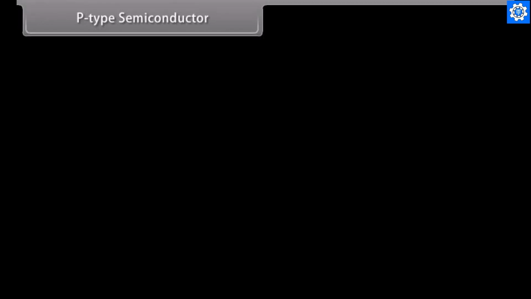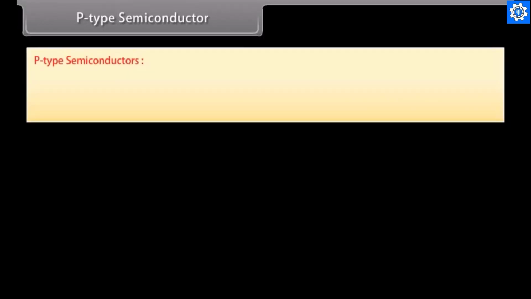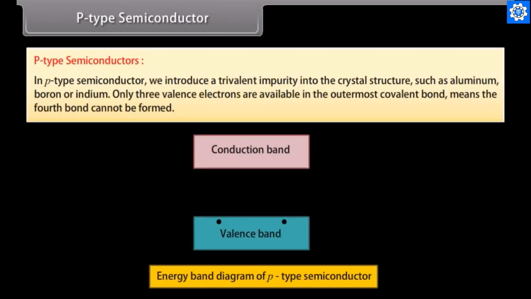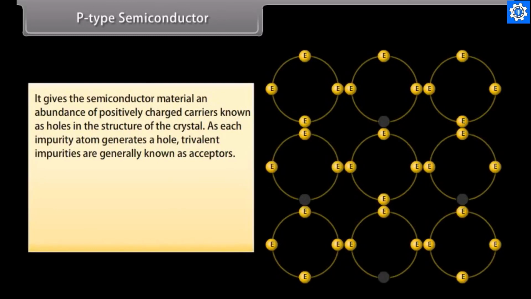P-type semiconductors. In a P-type semiconductor, we introduce a trivalent impurity into the crystal structure, such as aluminium, boron, or indium. Only 3 valence electrons are available in the outermost covalent bond, which means the 4th bond cannot be formed. It gives the semiconductor material an abundance of positively charged carriers known as holes in the structure of the crystal. As each impurity atom generates a hole, trivalent impurities are generally known as acceptors.